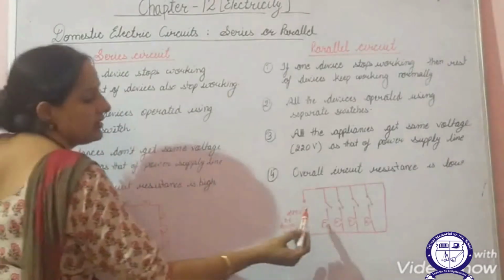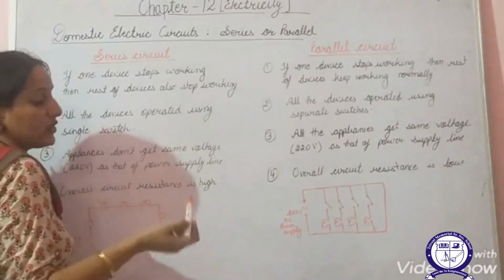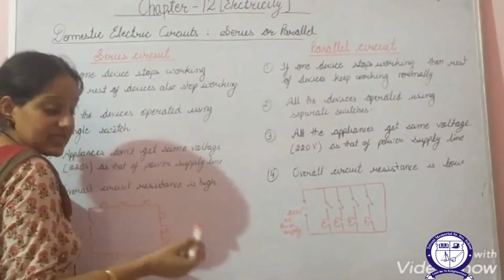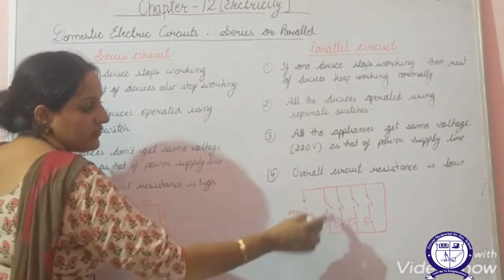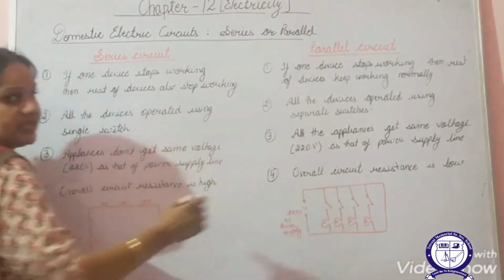In case of parallel, they are connected in parallel. Now in parallel the voltage will remain the same. So if we are getting 220 volt AC supply, every bulb here will get 220 volt.